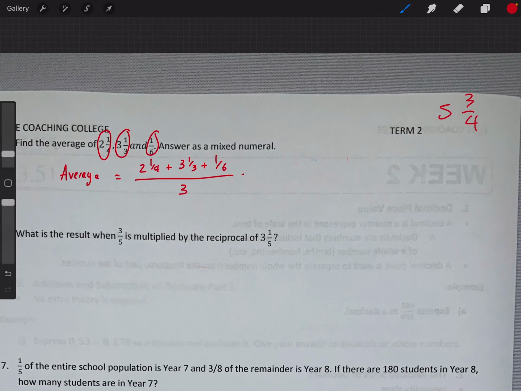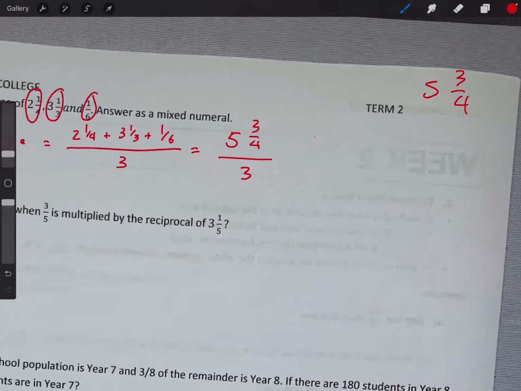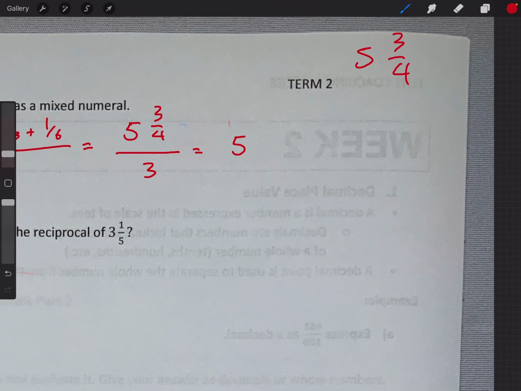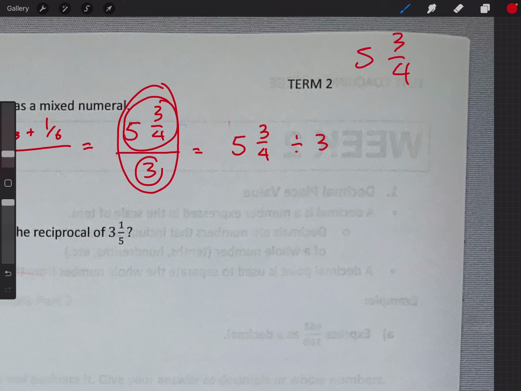Now when we add all those numbers on top, we're going to get 5 and 3/4. Now we're dividing it by 3. Alright, so what does that mean? That means this. It means 5 and 3/4 is being divided by 3. A fraction is another way of saying division. Okay, the top number is being divided by the bottom number.